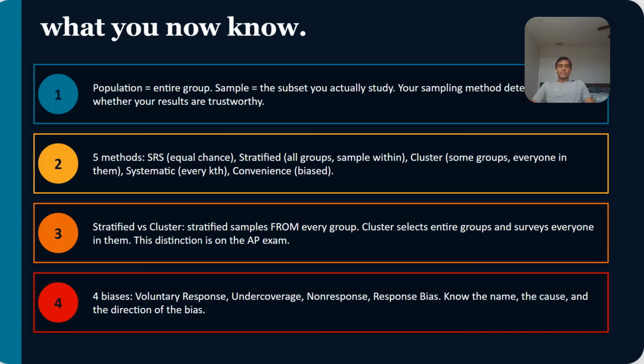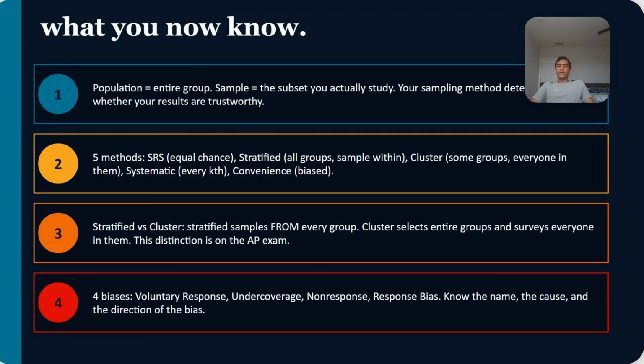Okay, here's a quick summary. Number one, population. It's the entire group. Sample is who you study. The method determines trustworthiness, how good it is. Number two, five methods: SRS, stratified, cluster, systematic, convenience. Note the identifying keywords for each. Three, stratified versus cluster. Stratified samples within every group. Cluster selects some groups and surveys everyone in them. Four, there are four biases: voluntary response, under coverage, non response, response bias. Name it, explain the cause, and describe the direction.